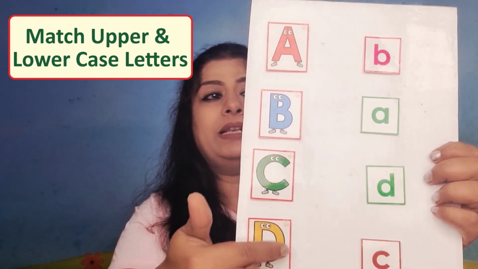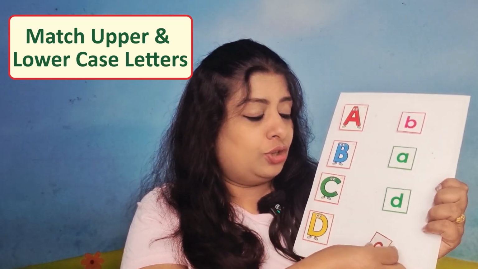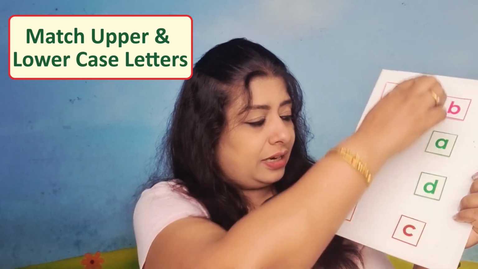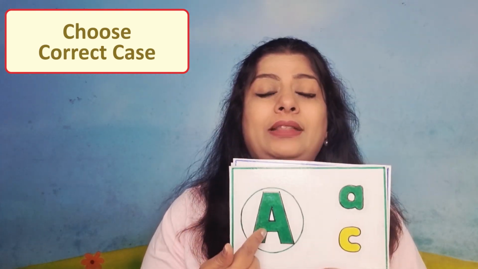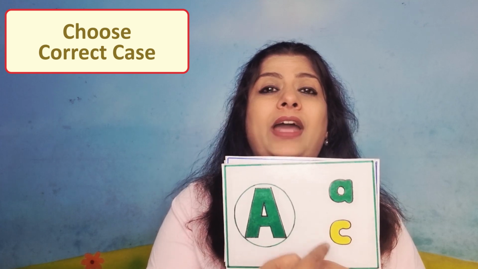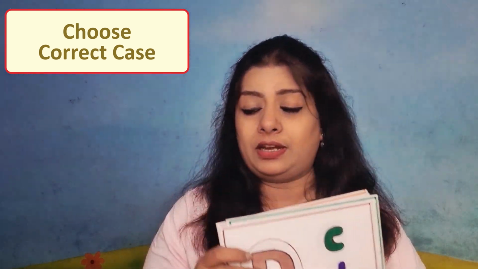Now look at this chart. You have the letters A, B, C, D and the lowercase letter. Children will have to identify and then match. So when you give the letter cards, children can even stick this. They can remove them, stick and complete the activity. After this, what we can do is revise uppercase and lowercase. So this is for junior KG, wherein they will identify the letter and match it with the correct lowercase letters. It's very, very important.